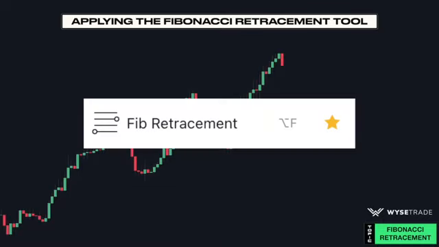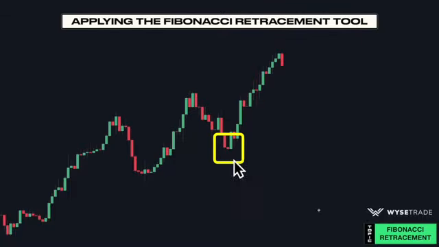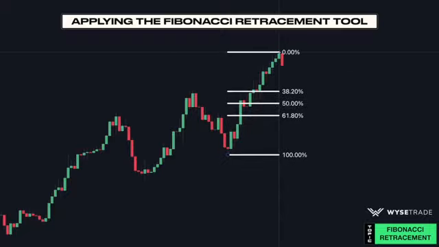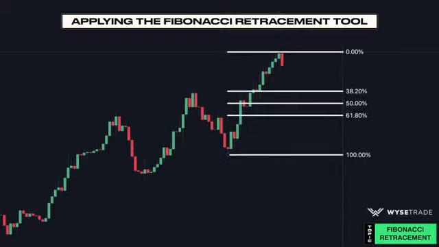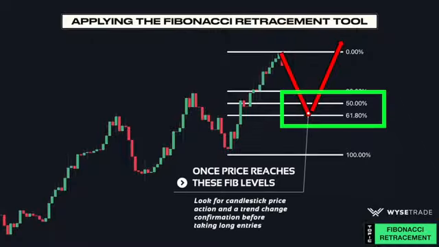So you take your Fibonacci tool, click at the recent swing low here, drag it up to the recent swing high, and then move it a bit to the right so that it stretches out, and then click again to lock it in. Your Fibonacci levels are here to the right. So once price reaches any of these Fibonacci levels, you would look for candlestick price action followed by a trend change confirmation before taking a long entry.